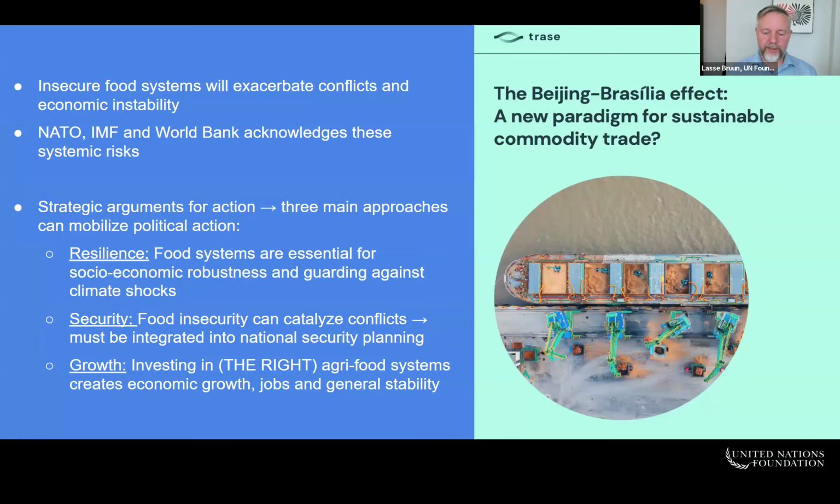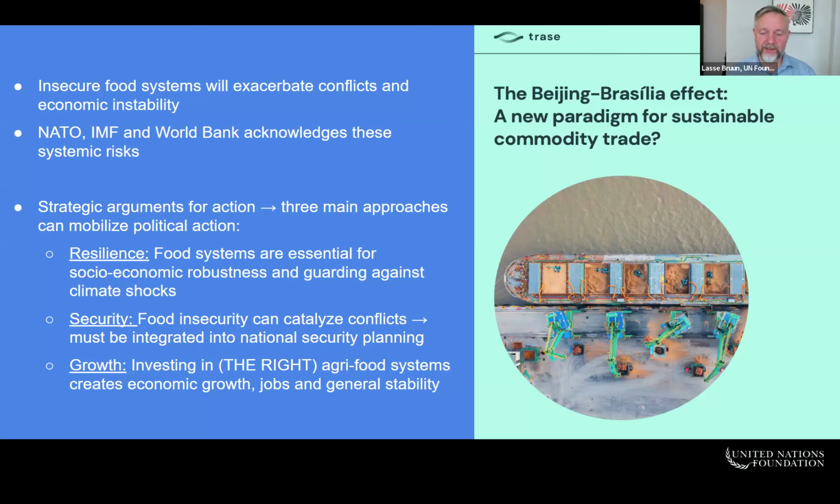So I just wanted to briefly talk about the political and international security issues. There was a recent report by Trace Intelligence for Sustainable Trade, which looked at the Beijing-Brasilia effect, a new paradigm for sustainable commodity trade, which I alluded to before. And they find, looking in the crystal ball, if you will, that insecure food systems will exacerbate conflicts and economic instability. So all these aspects we've been mentioning so far will be exacerbated, and we will have conflicts that are not just impacting the way we grow food and have food, but also impacting peace writ large.